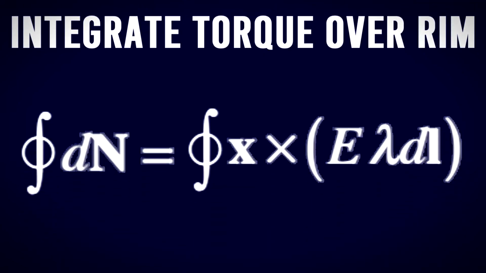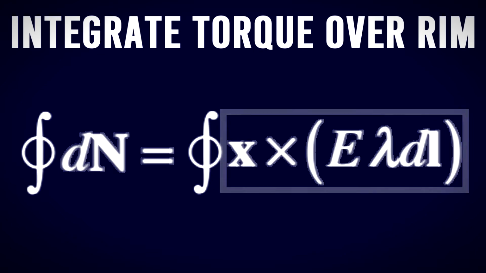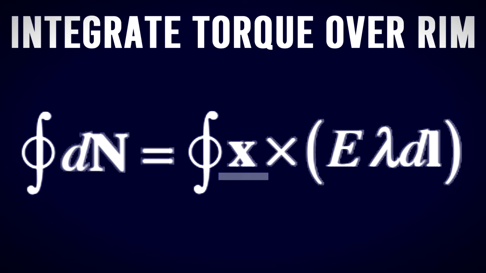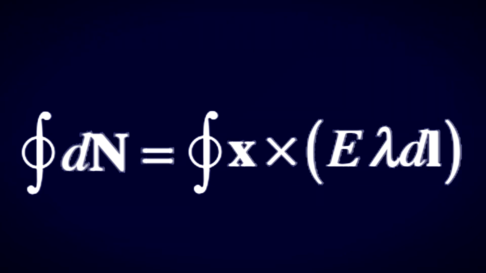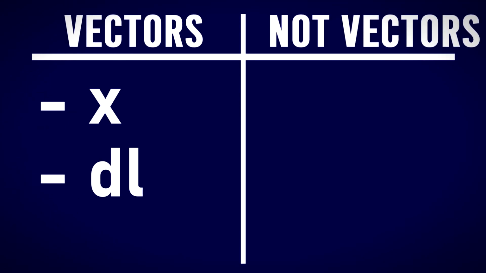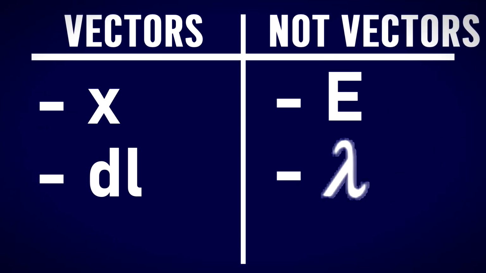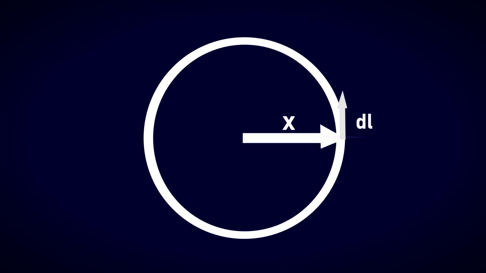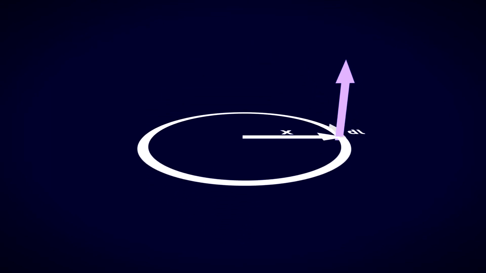The first step in this process is to evaluate the torque cross product. We can replace r with x, which represents the radial direction. It's also important to note that while x and dl are vectors, E and λ are not. The x vector goes along the radius of the wheel, while the dl vector goes along the circumference perpendicular to the radius, so their cross product will result in a vector pointing upward in the z direction.